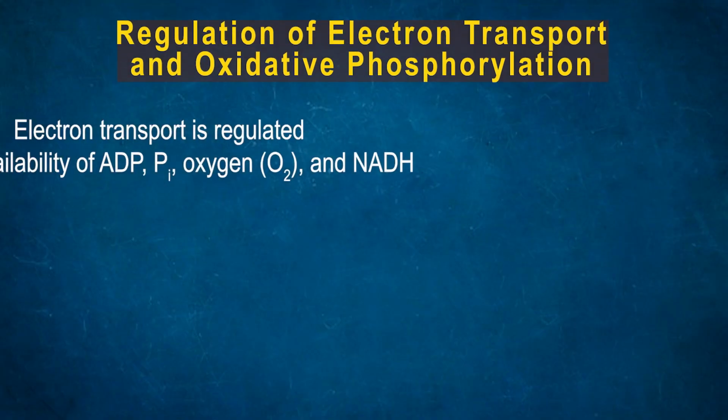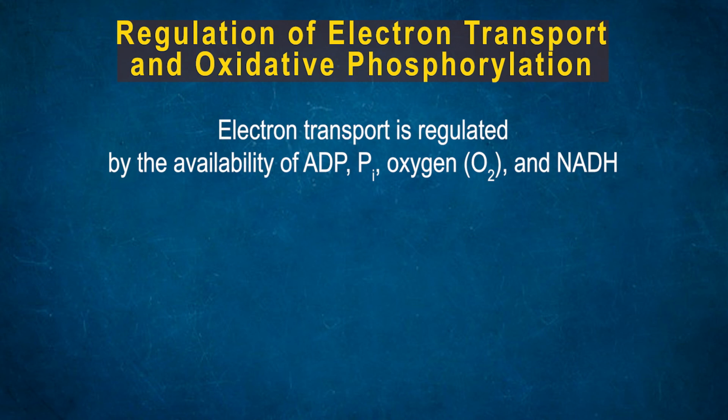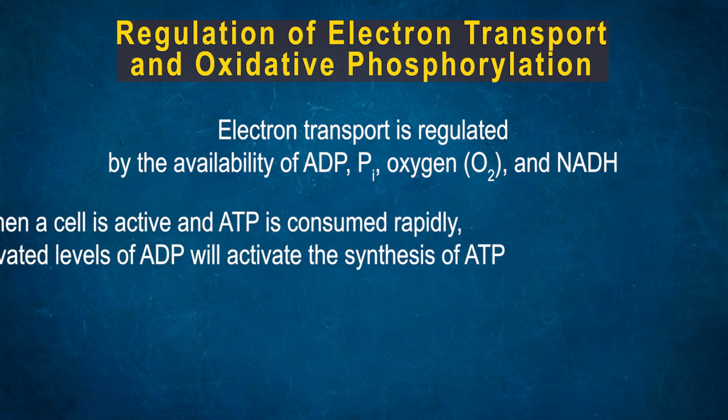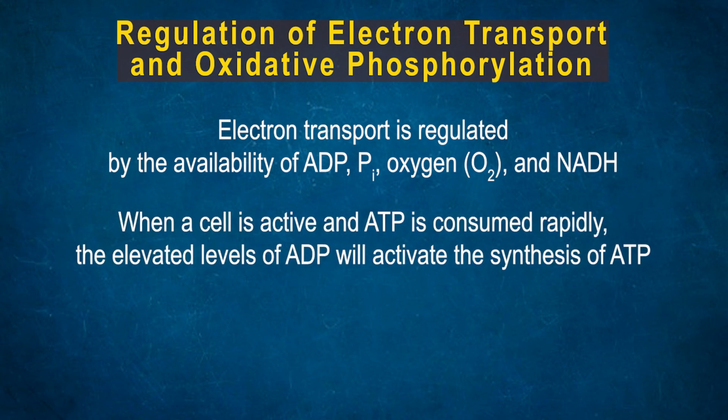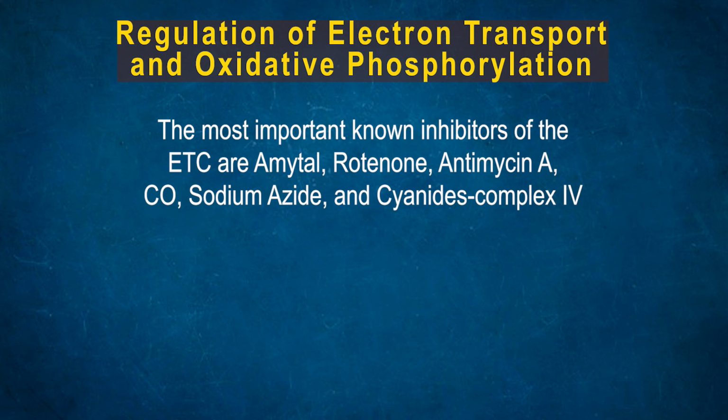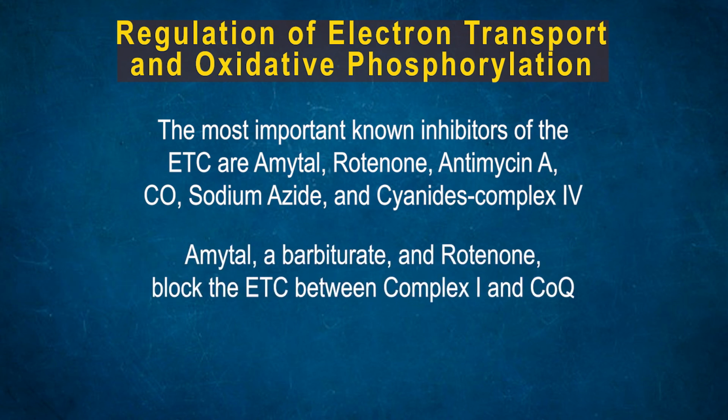The regulation of electron transport and oxidative phosphorylation. Electron transport is regulated by the availability of ADP, inorganic phosphate, oxygen and NADH. When a cell is active and ATP is consumed rapidly, the elevated levels of ADP will activate the synthesis of ATP. The most important known inhibitors of electron transport chains are amytal, rotenone, antimycin A, carbon monoxide, sodium azide and cyanides. Cyanide inhibits complex 4. Amytal, a barbiturate, and rotenone block the electron transport chain between complex 1 and CoQ.